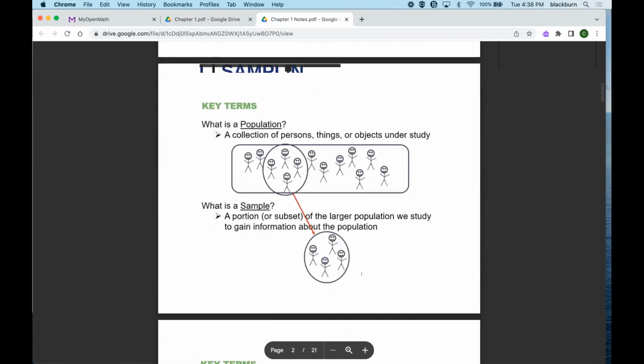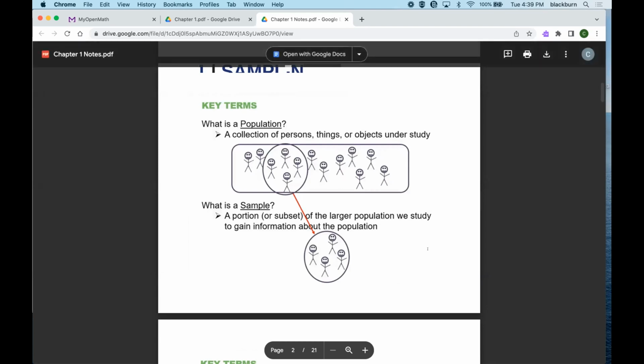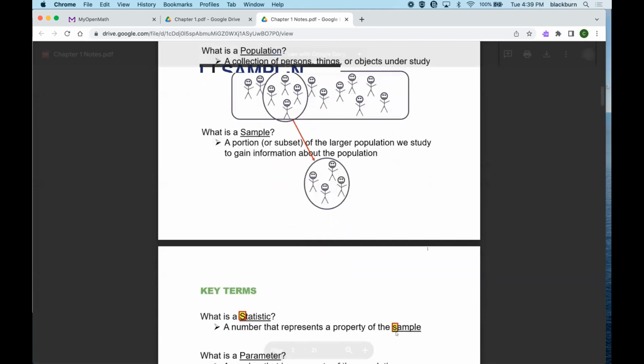So what's a population? A population is a collection of persons, things, or objects under study. Like the population could be all the students at LCC. And then a sample of students would be like the students in this Math 243 class. You'd be a sample. Probably not a big enough sample to be able to make any useful inferences, but that's what those 2 terms mean. Stop me if you have questions, okay?